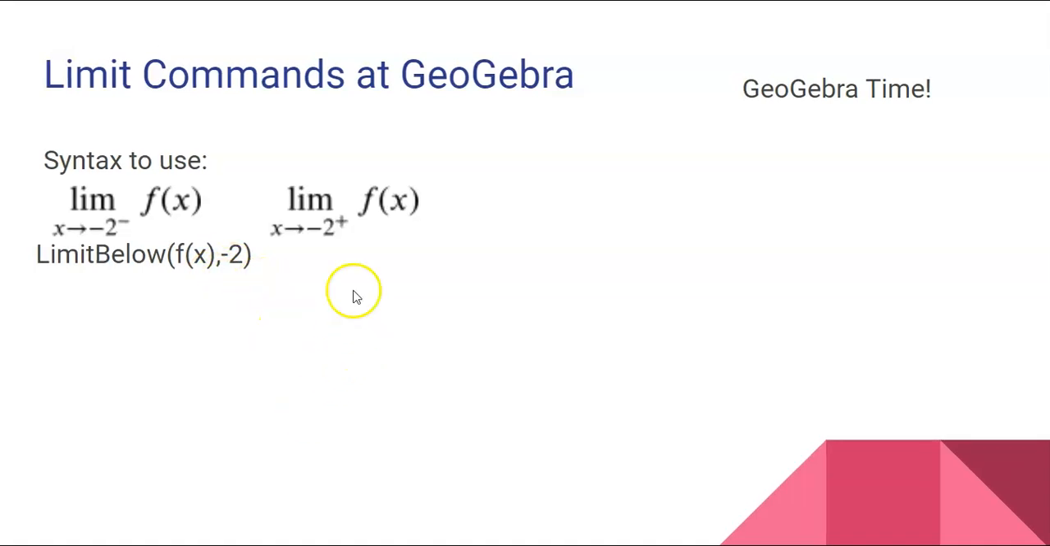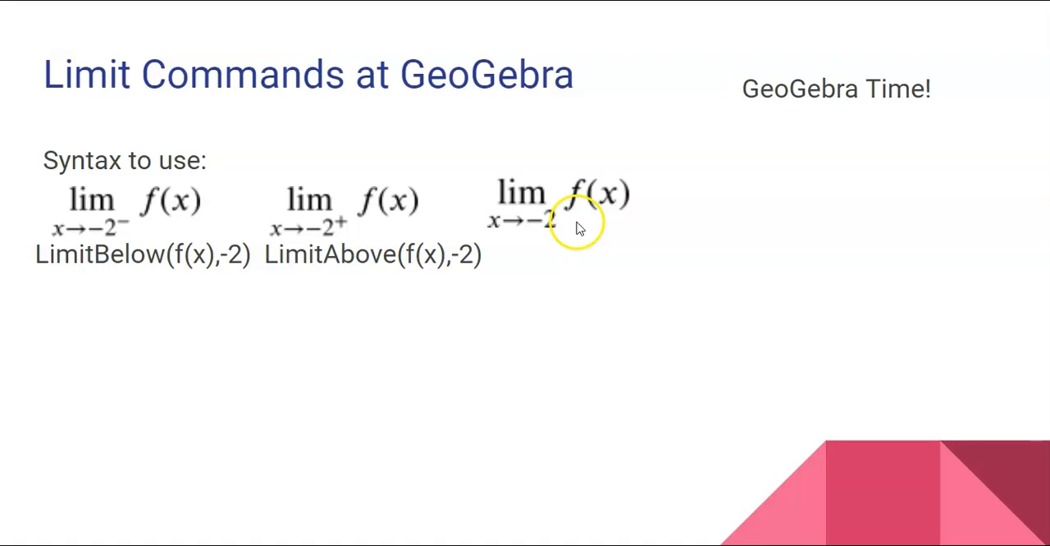To compute the limit of the piecewise function as x approaches -2 from the right in GeoGebra, we use the command LimitAbove. And the syntax will be LimitAbove, then call the function f(x), comma, -2. Since the left-hand and the right-hand limit as x approaches -2 are equal, then the limit of the function as x approaches -2 does exist.